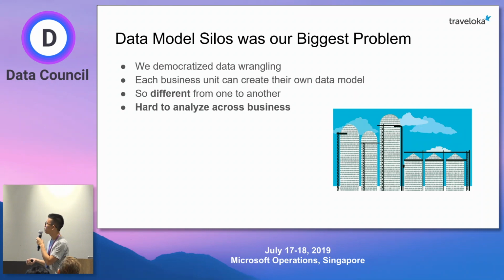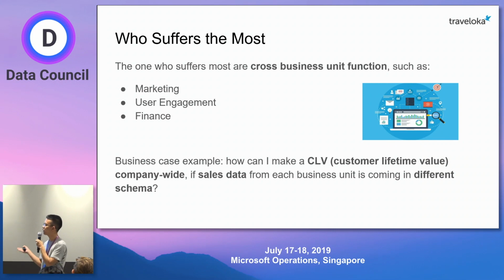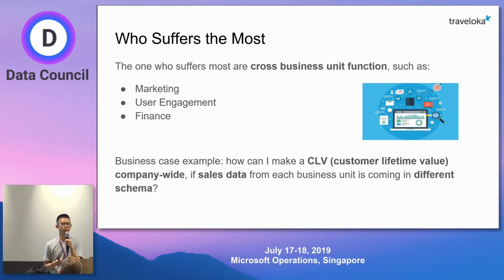The biggest challenge with these different data models is that it's very hard to analyze data across business units. Who is affected the most? When we have different data from one product to another, the biggest challenge is on the functions that span all products. They need to analyze data across business units, so they first need to make it uniform on their side. After they make it uniform, then they run their analysis.